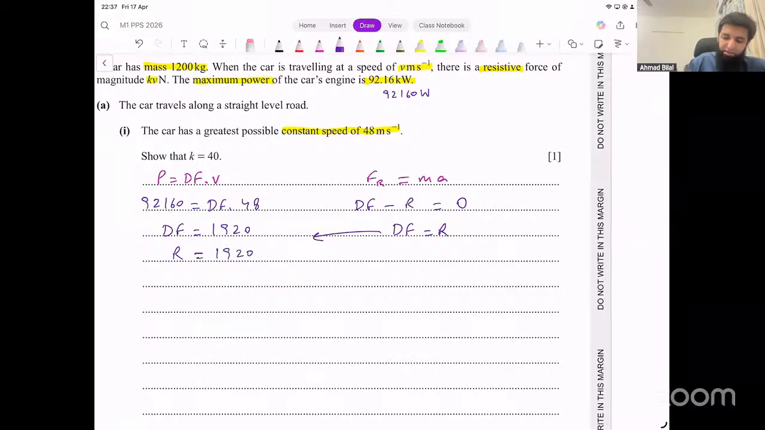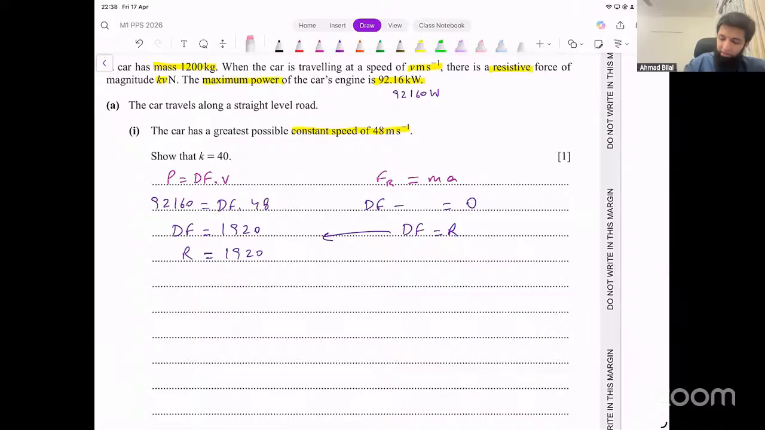They said resistance is K times V. We'll actually input that directly here as well. Just put driving force minus kV, that equals 0, so kV equals this, and the value of K is equal to 1920 over 48, which should turn out to be 40.